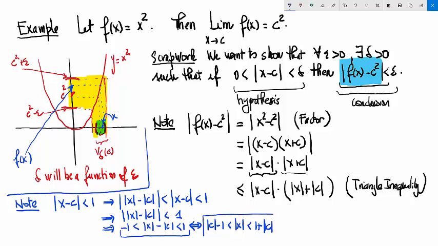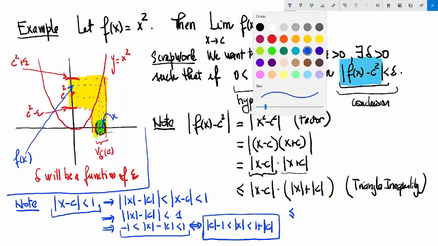All right, so by making sure that the radius of this neighborhood is no more than 1, then I can control the absolute value of x. So c is a constant, it's controllable. Now the absolute value of x is controllable if I impose this condition, right? So I can control this sum, and I can control this, so therefore I should be able to control this product, right?